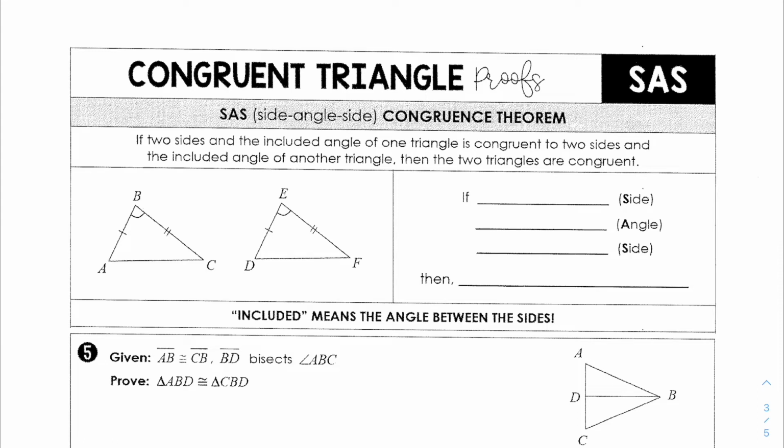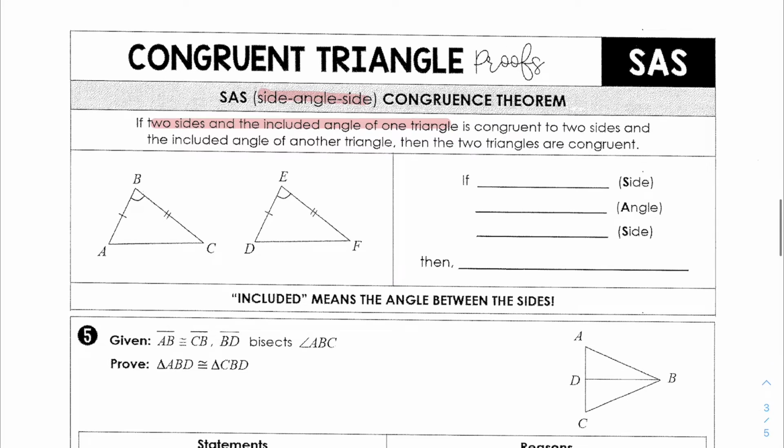Now let's talk about a little bit of SAS, okay? SAS, which is side angle side congruency theorem, okay? It says if two sides and the included angle of one triangle is congruent to two sides and the included angle of another triangle, then the two triangles are congruent. That's even more confusing sounding than SSS, right? So let's put it into words, okay?